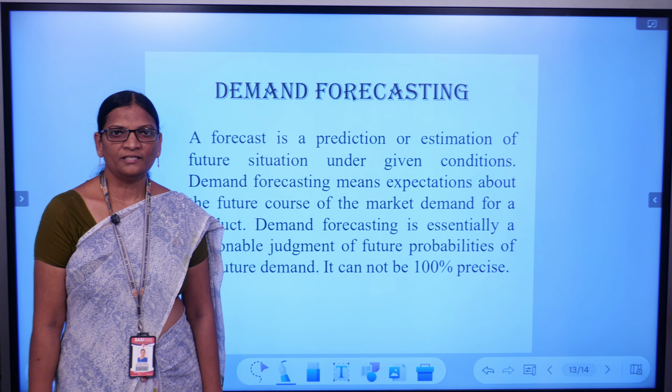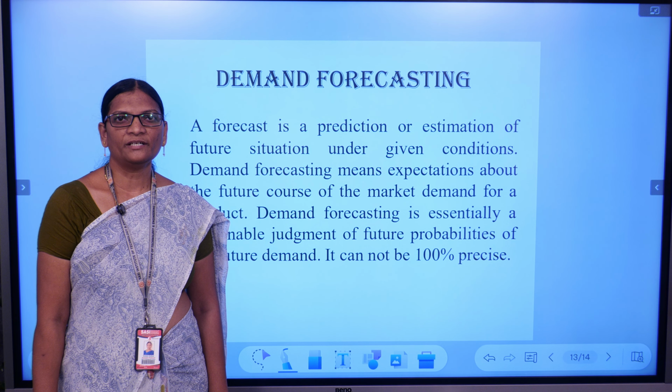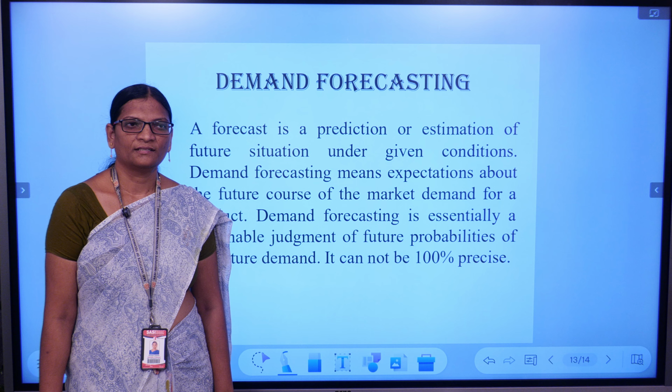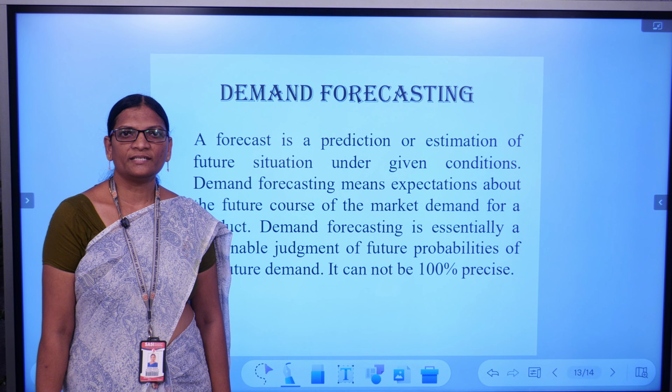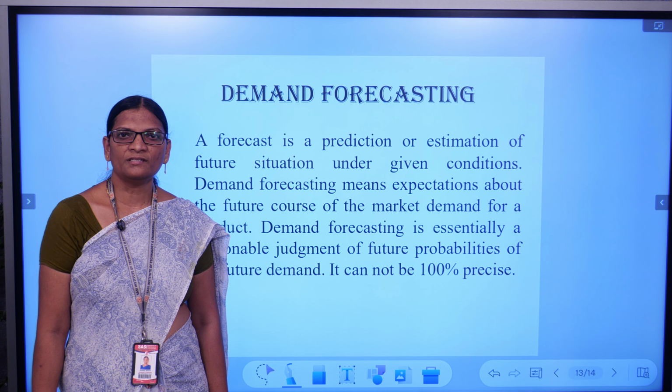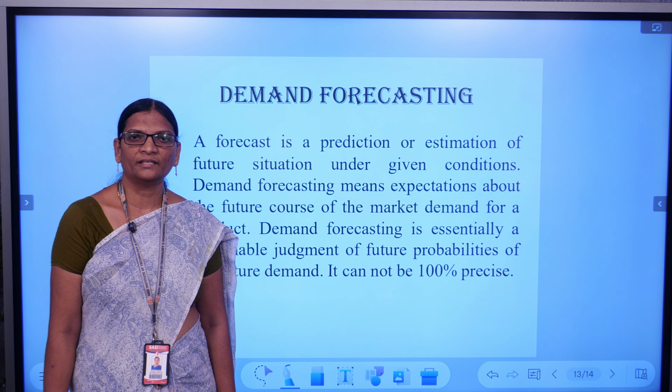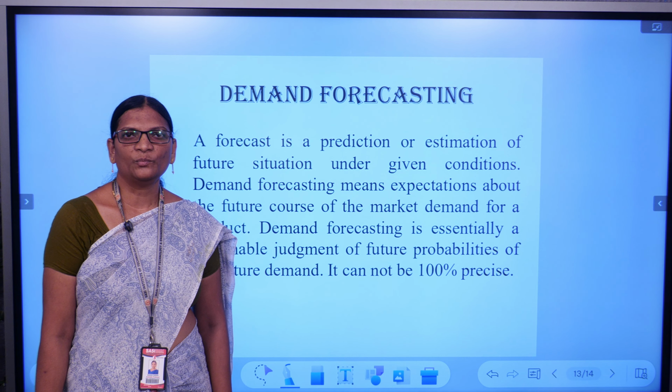Welcome back to another session. In this session, we are going to learn about demand forecasting and its techniques. As you know, demand forecasting is an important element for the success of the business, and it represents the sales. It boosts the sales.